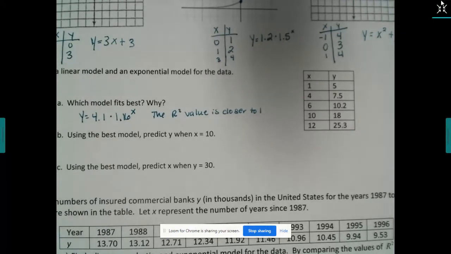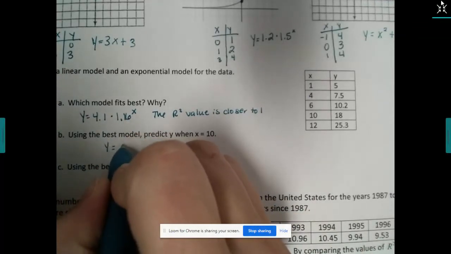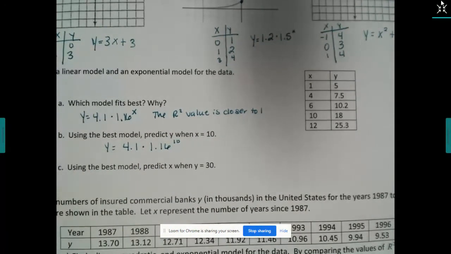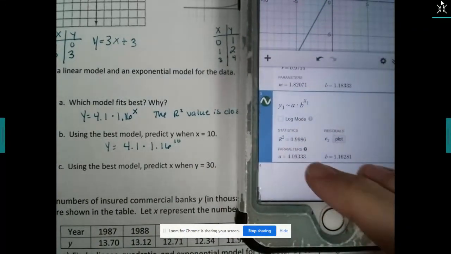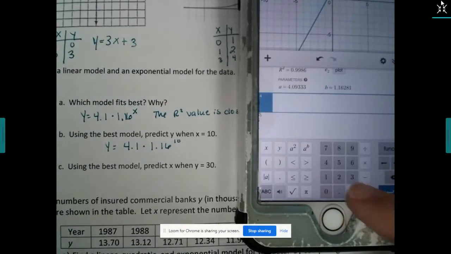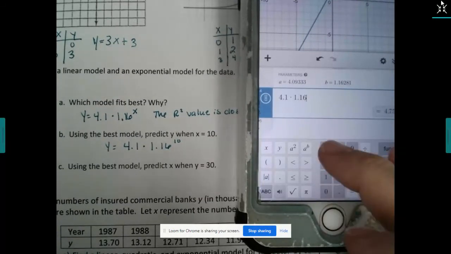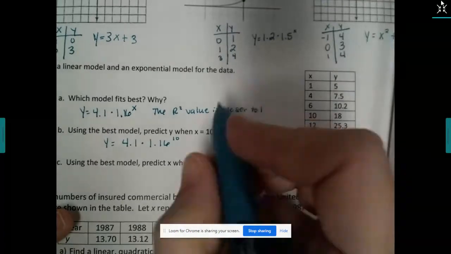Okay, so now in part B, we want to use the model to predict y when x is 10. So to do that, all we're going to do is take 10 and plug it in for our x. So y equals 4.1 times 1.16 to the 10th power. And then we can just type that into Desmos. I'm going to leave my models because we're going to need them again here in a minute. So we've got 4.1 times 1.16 to the 10th power. And we get 18.08, or we'll round it to 18.09.